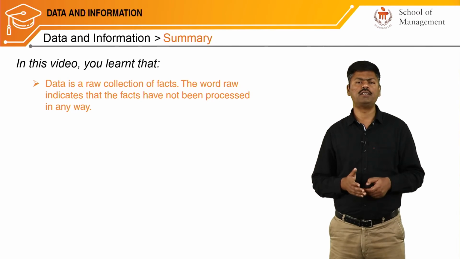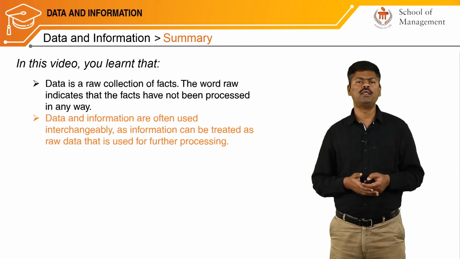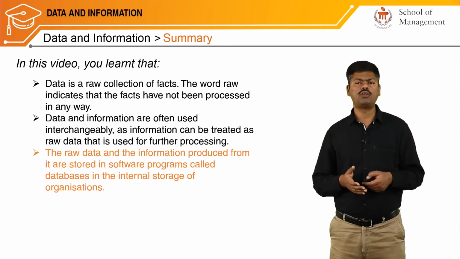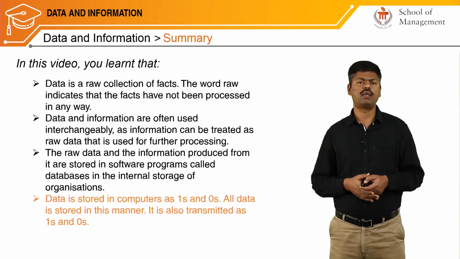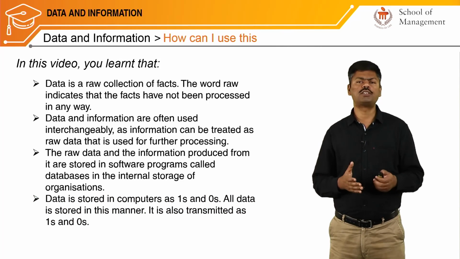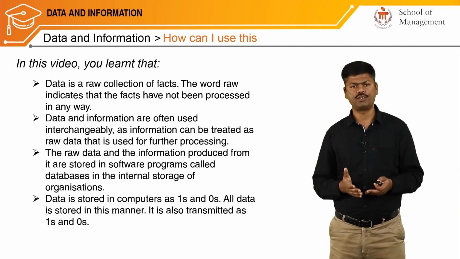In this video, you learned that data is a raw collection of facts. The word raw indicates that the facts have not been processed in any way. Data and information are often used interchangeably, as information can be treated as raw data that is used for further processing. The raw data and the information produced from it are stored in software programs called databases in the internal storage of the organizations. Finally, data is stored in computers in ones and zeros. All data is stored in this manner. It is also transmitted as ones and zeros. In this video, you understood the distinction between data and information.